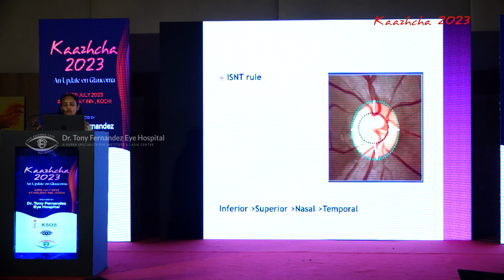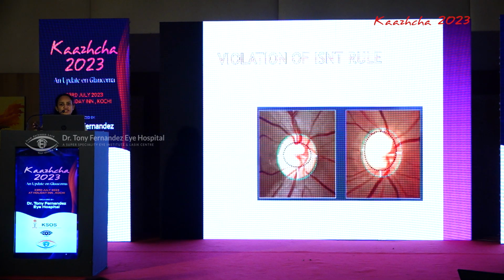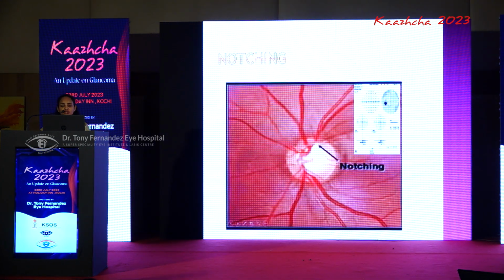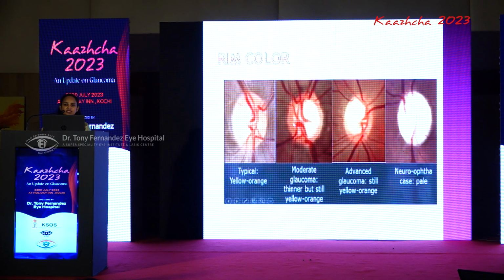Usually the neuroretinal rim follows the Eisen rule. Violation of the Eisen rule. Neuroretinal rim changes in glaucoma can be in the form of diffuse thinning, it can be focal thinning, it can be notch. Here you have a superior notch with a superior RNFLD and corresponding an inferior field defect. Now rim color, typically the neuroretinal rim is yellowish orange, orangish pink in color. Even in advanced glaucoma, the color of the neuroretinal rim is preserved. But whenever you come across pallor of the rim, you have to think of other causes.